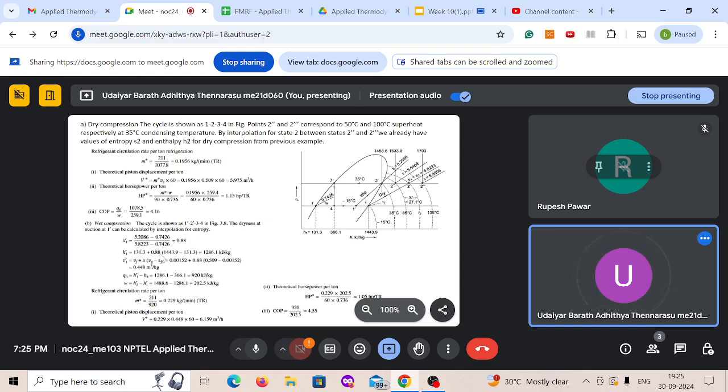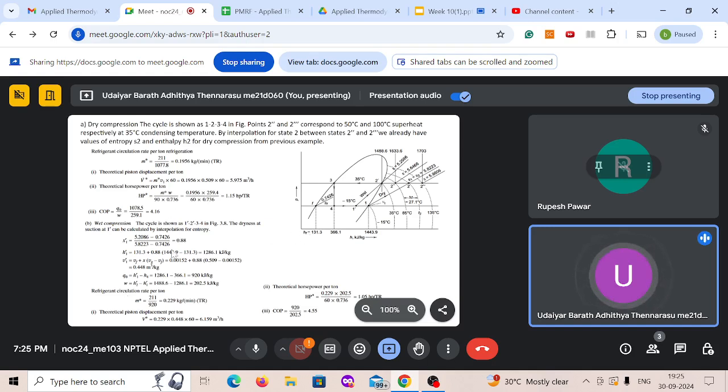So with that the corresponding enthalpy can be found out. So enthalpy is 1286.1 kilojoule per kg, and the specific volume here is 0.448 meter cube per kg. So with that the rest of the part is the same. So Q naught and W, we find out the Q naught is H1 dash minus H4, which is 920 kilojoule per kg. Here it was 1077.8. So here it's lesser because the inlet is now inside the two phase. So W again is H2 dash minus H1 dash, which comes out to be 202.5 kilojoule per kg.